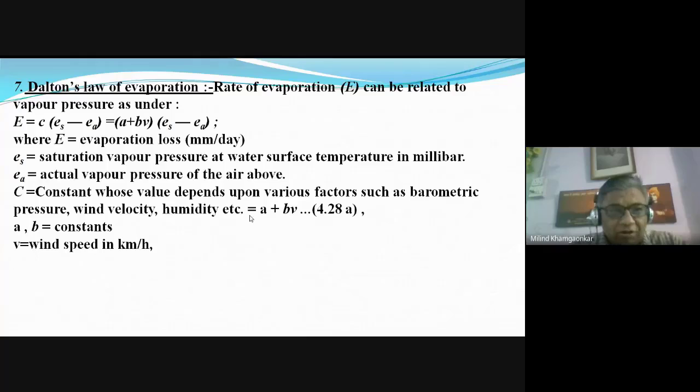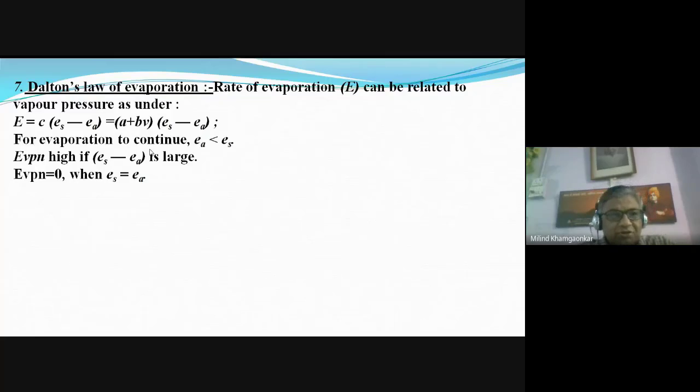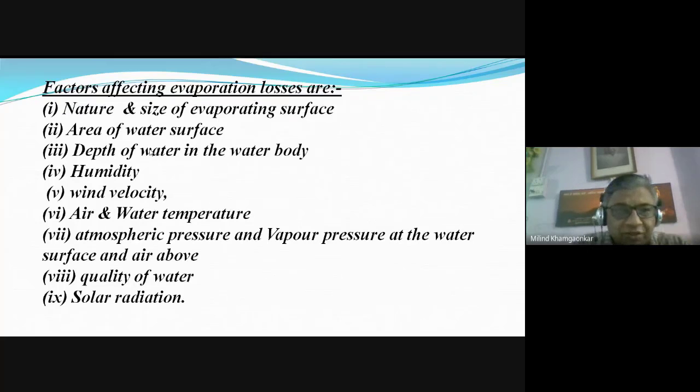There is one law for the process of evaporation, called Dalton's law of evaporation, which gives the evaporation loss in millimeters per day. ES is the saturation vapor pressure, EA is the actual or atmospheric vapor pressure, the normal vapor pressure. The difference of these multiplied by the constant C gives us the evaporation loss. This is derived by Mr. Dalton.